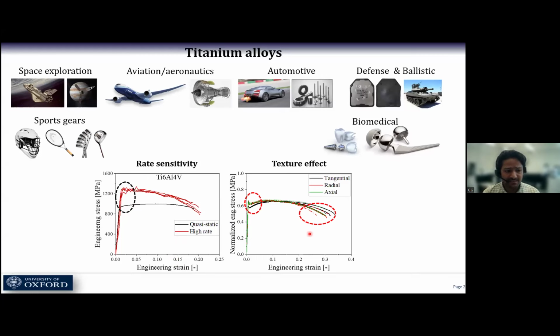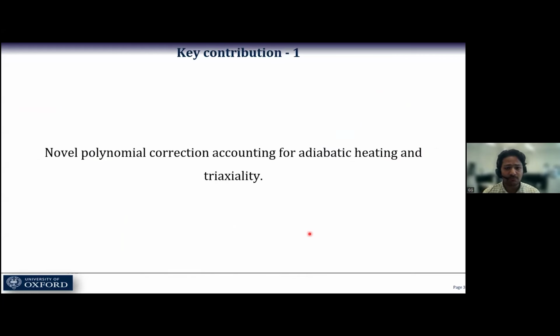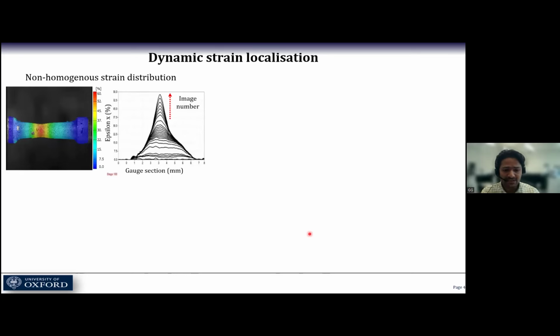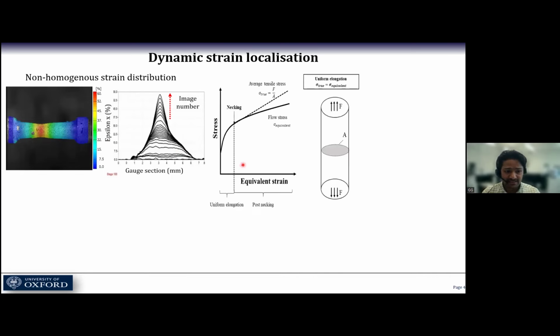In my thesis, the first contribution I made was developing a novel polynomial correction accounting for adiabatic heating and triaxiality. Why was it important? For that, let's look at this particular example where we try to study the dynamic strain localization. The strain becomes localized at high strain rate conditions when it's no longer homogeneous across the gauge length. Once this non-homogeneity starts occurring in the gauge length, it affects the overall estimation of stresses. If there is a uniform elongation, our true stresses are equal to the equivalent stresses.